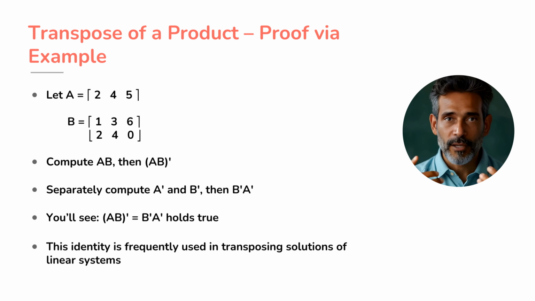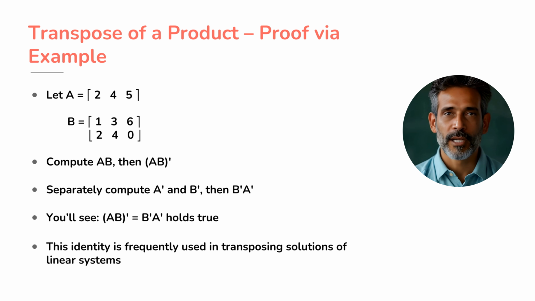Now let's verify the most interesting identity. Transpose of a product equals the product of transposes in reverse order. Let matrix A be open square bracket 2, 4, 5 close square bracket. Matrix B be first row 1, 3, 6. Second row 2, 4, 0. First compute A times B, you'll get a row matrix. Now transpose the result.